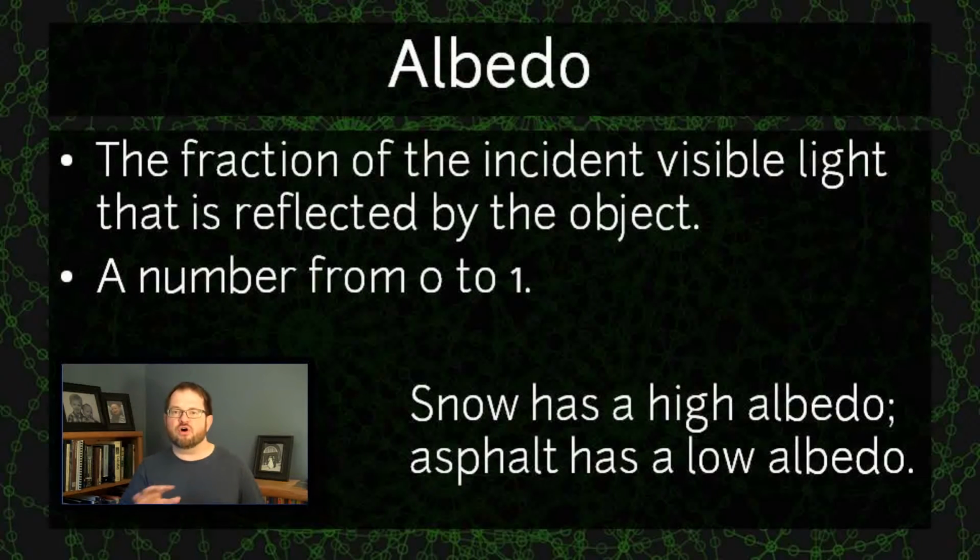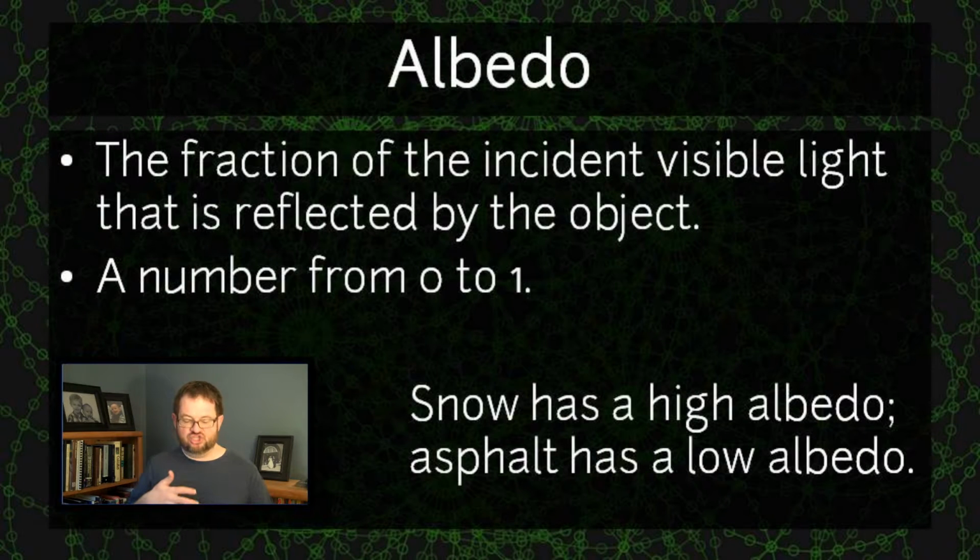Albedo is the fraction of all the incident shortwave and, well, specifically visible light that is reflected by an object. So it's a measure of how good that object is at reflecting visible light. Snow has a very high albedo. Most of the visible light that encounters a snowy surface is reflected off of the snowy surface. Clouds have a high albedo.